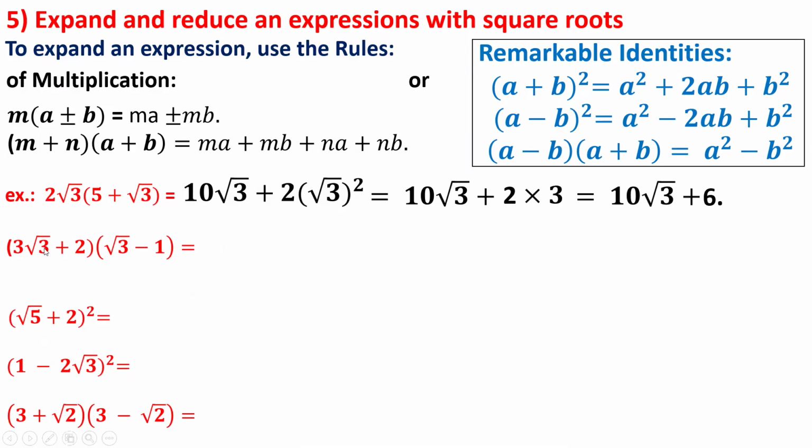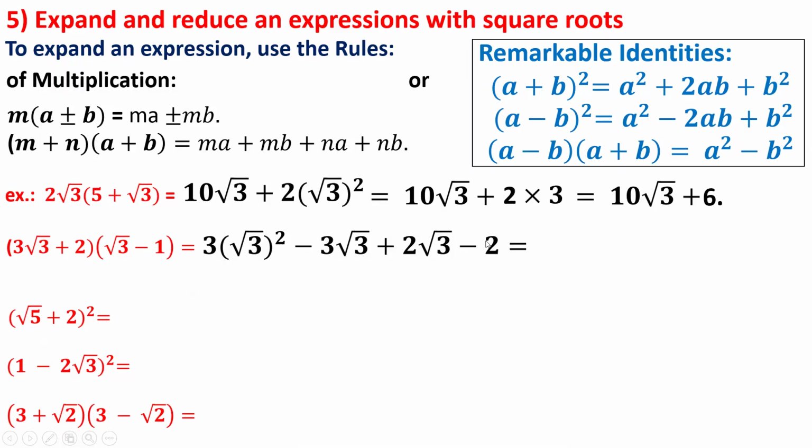Now the second rule, which is the rule of all for all. So I multiply 3 radical 3 with radical 3 and minus 1. Then I multiply plus 2 with radical 3 and minus 1. Radical 3 times radical 3 is 3 radical 3 squared. Radical 3 times minus 1 is minus 3 radical 3. Plus 2 times radical 3 is plus 2 radical 3. Plus 2 times minus 1 is minus 2.